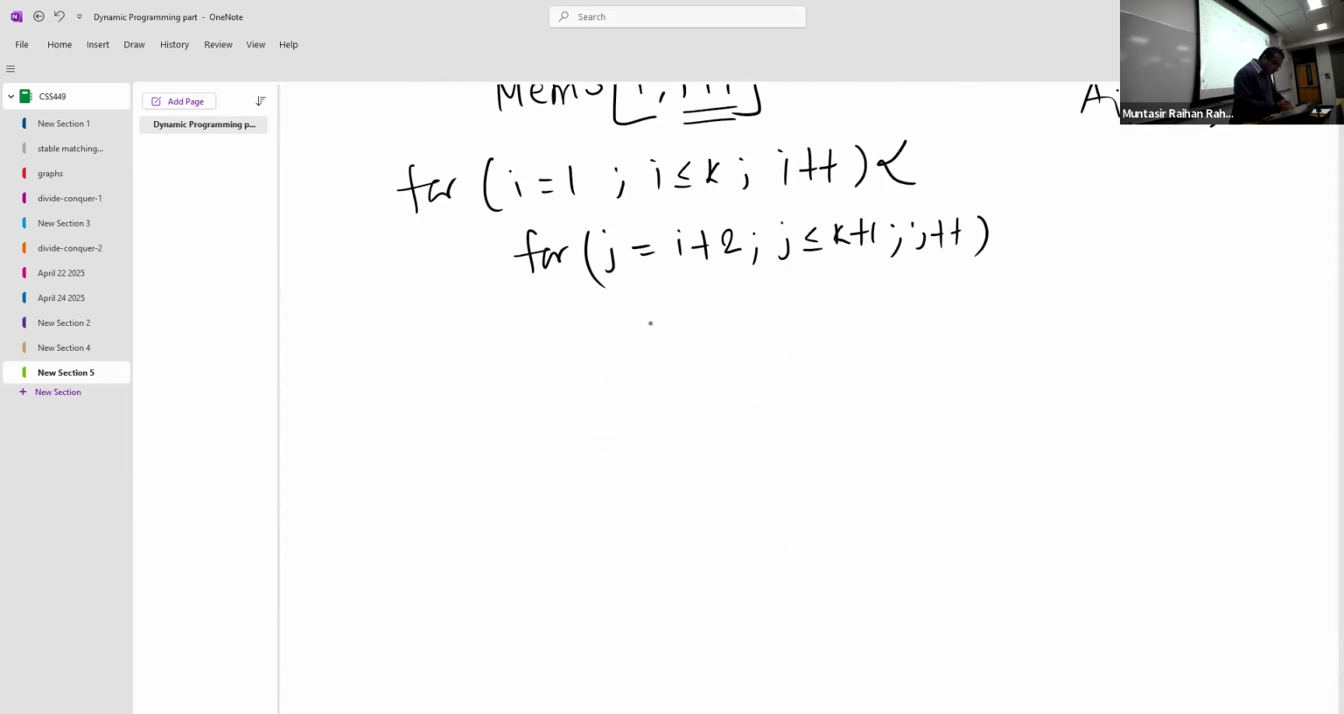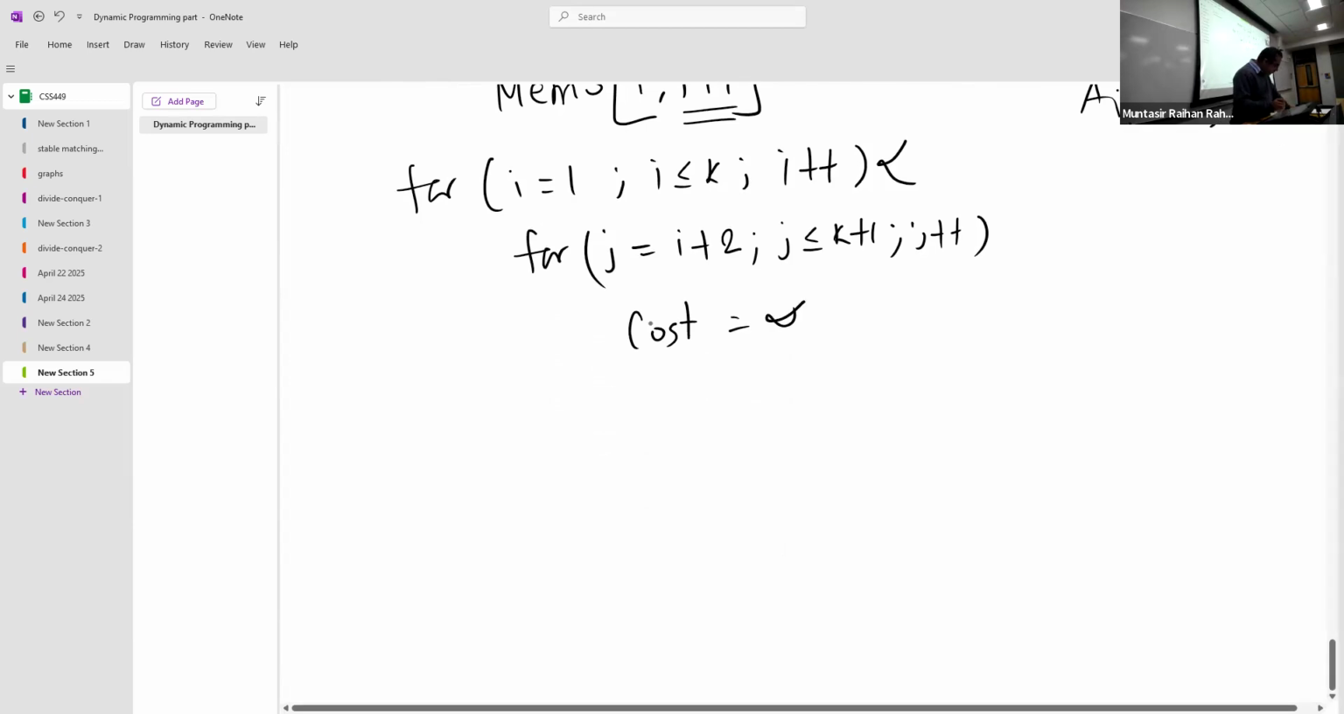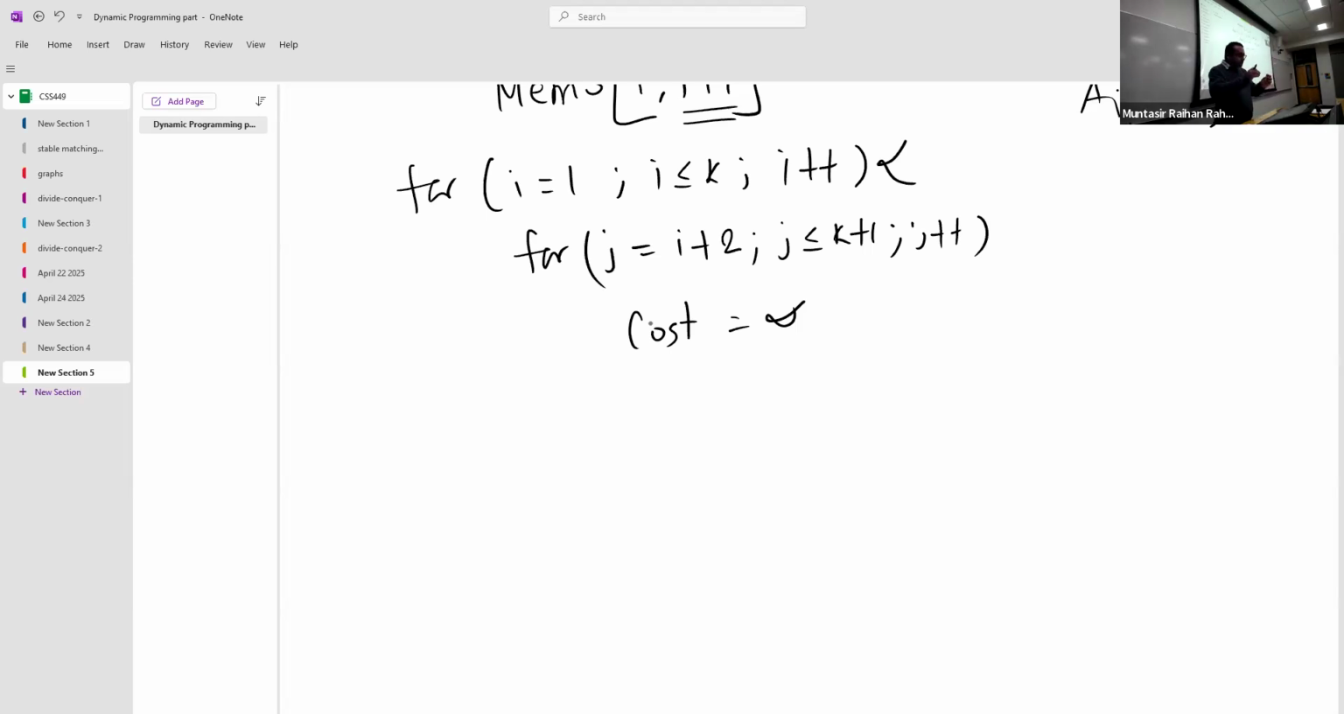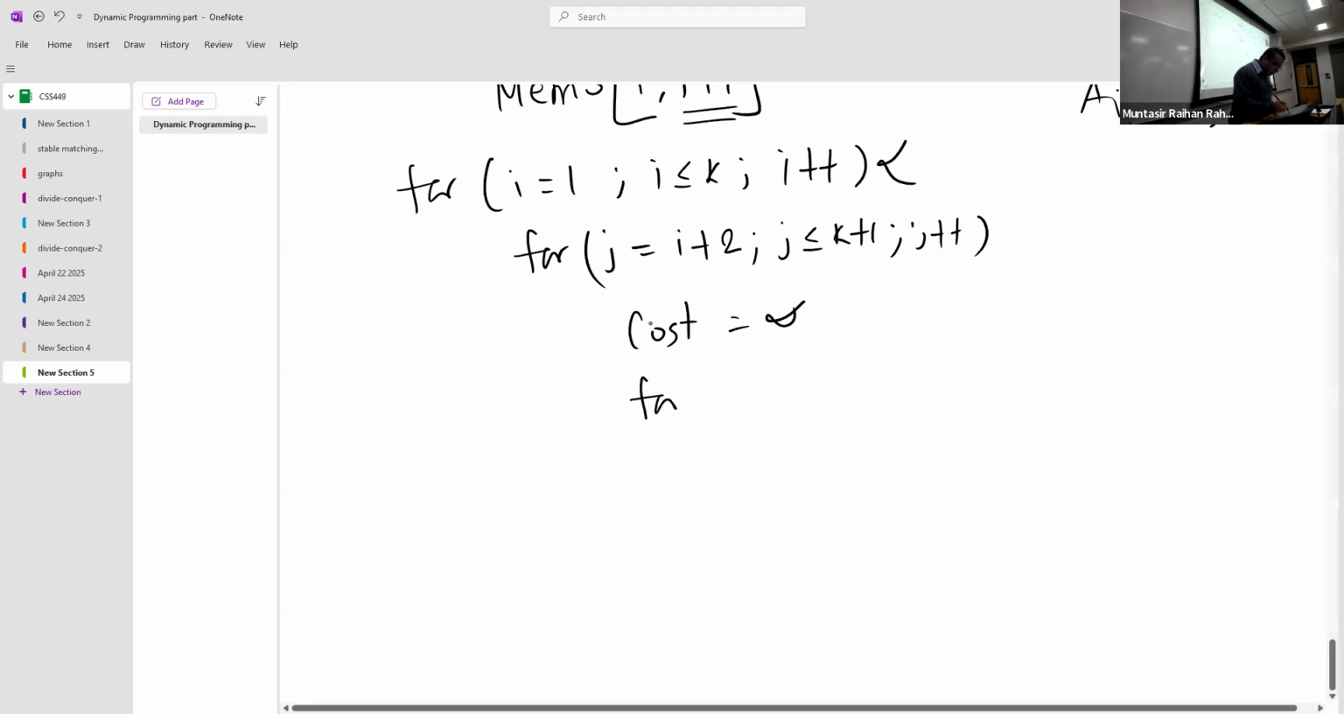Then let's consider, now I'm going to multiply matrices. Initially let's say it's infinity, and now I have i as the left end point of my range and j as the right end point of my range plus 1. Now I have a sub problem of multiplying matrices in that range. And then I'm going to do a for h equal to i plus 1 to j minus 1.